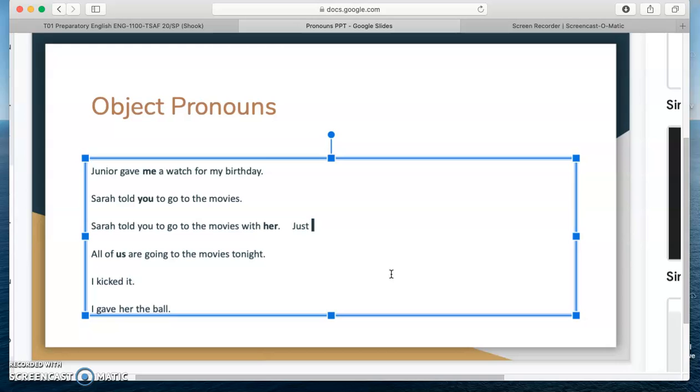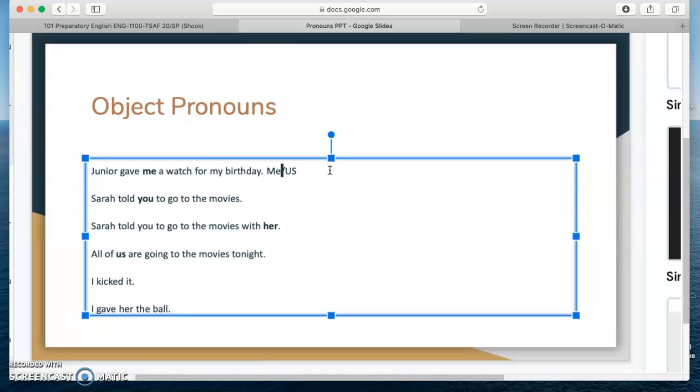But again, overall, object pronouns are those pronouns that are in the object of a sentence, and those look like me and us, you versus you, him, her, them is the third person plural object pronoun, them. So me, us, you, him, her, them. These are our object pronouns.